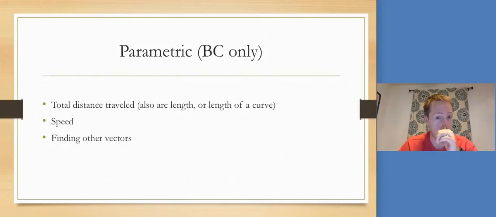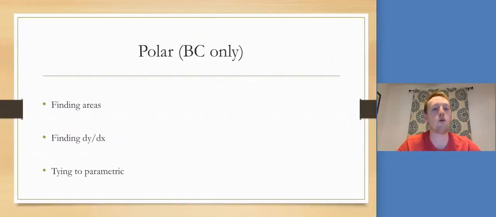We've also got parametric equations. So total distance traveled, arc length, speed, finding other vectors. Say you've got the velocity vector, they want the acceleration vector, something like that. And then polar coordinates, which mostly is finding area. If it's strictly polar, it's almost always just find the area. But sometimes you also have to find dy dx, and there will be some ties to parametric equations.